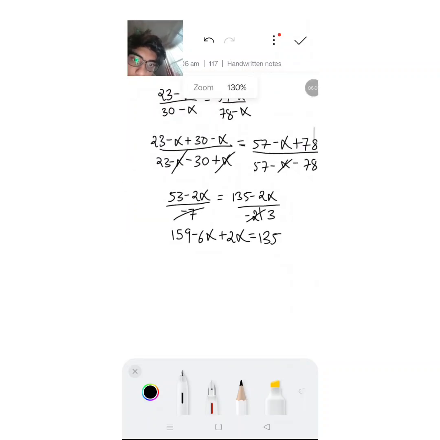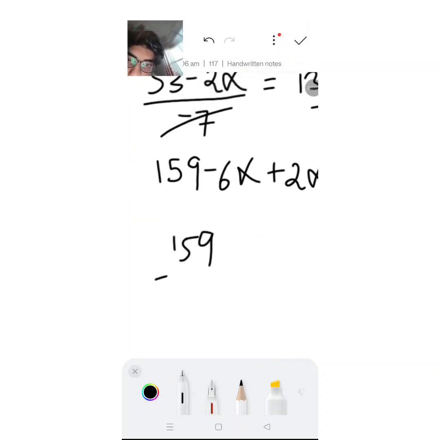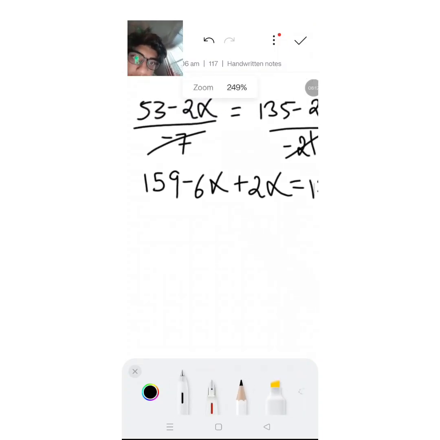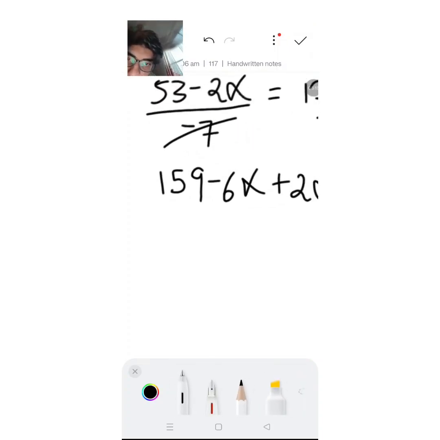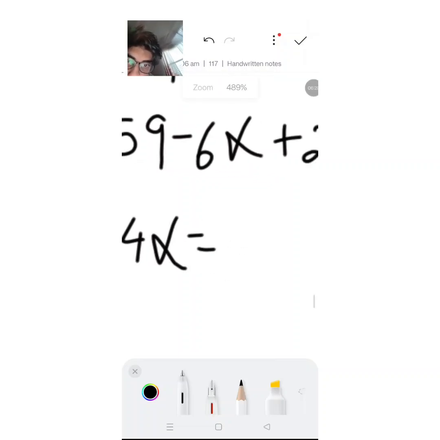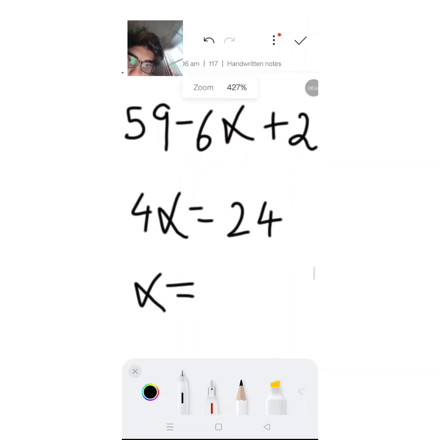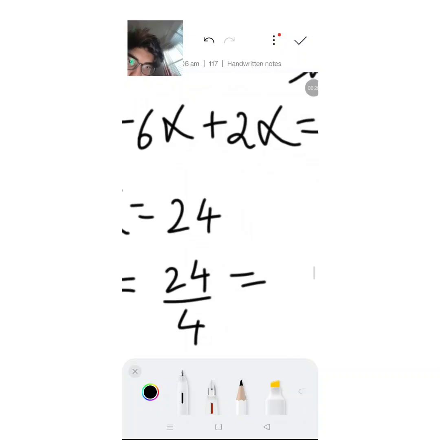So 159 minus 135 would just be 24. Since this is 24 and there's 4 alpha basically remaining here, 4 alpha would be equal to 24, meaning that alpha is just 24 by 4, which is 6.